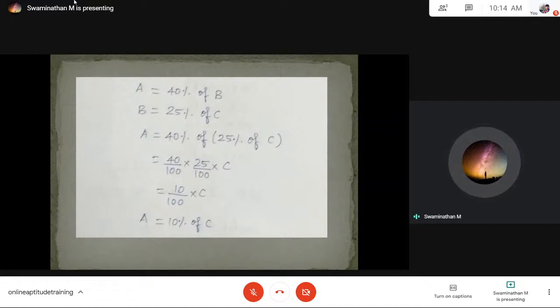Someone has given the answer as 20, but it's 10% of C. Okay. Is there anything wrong in this? I hope it is 10% of C. I'm moving on. There are a few formulas to solve percentage problems.